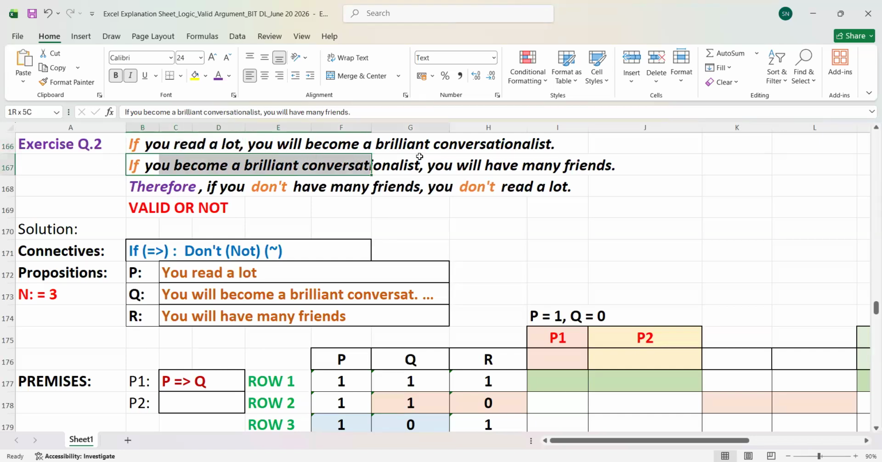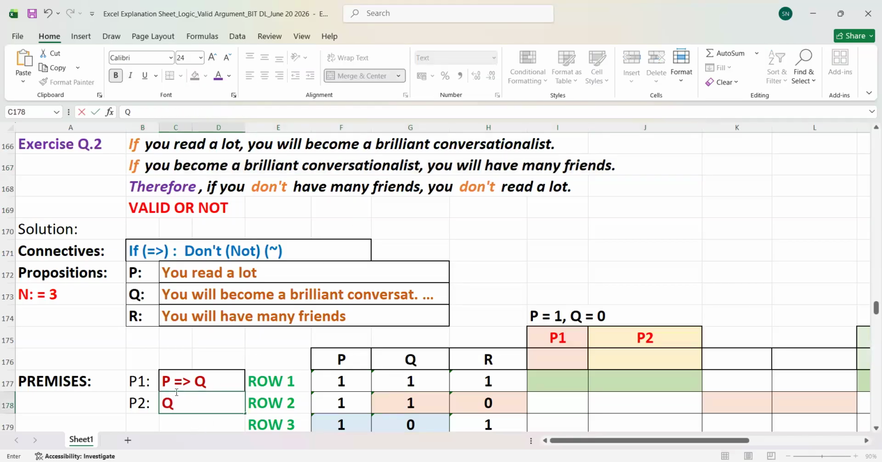Okay, now who can help us with the second one? If you become a brilliant conversationalist, you have many friends. What is joining to what? Q, and the if sign implies R. Implies what? R. Thank you. R. Good, good, good.